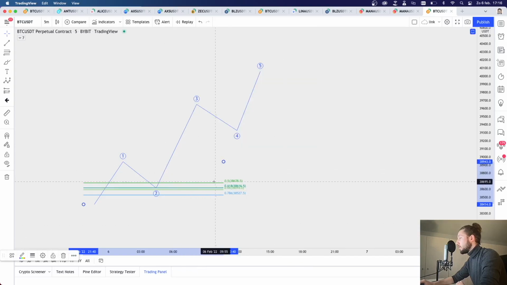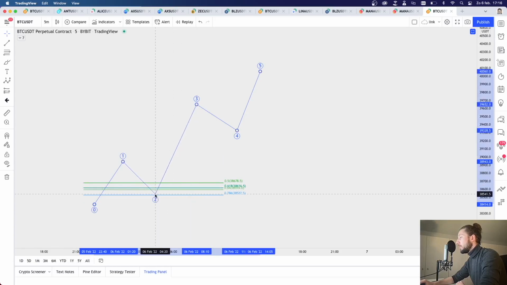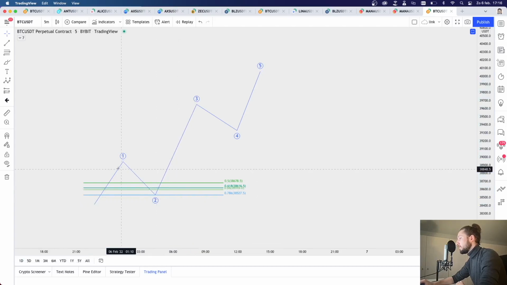The first one is a 0.5 Fib, and the second one is the golden pocket region, which is that level over here. And then the third one is a 0.786 Fib. So once you see a first wave and then a second wave, you can start buying around these levels.